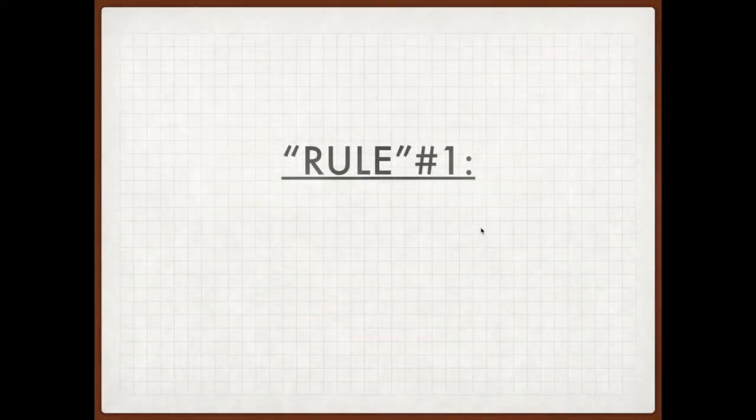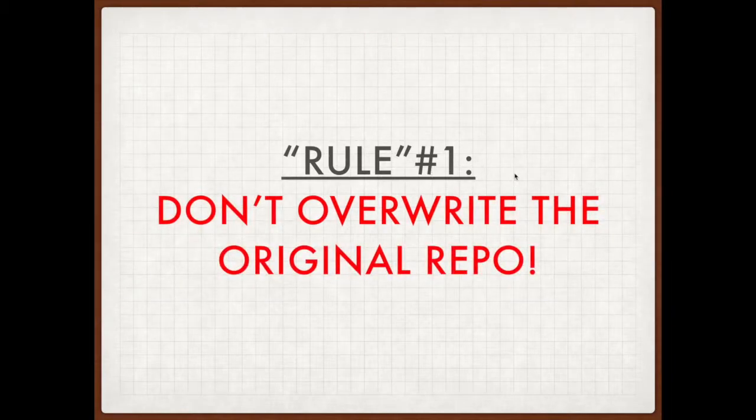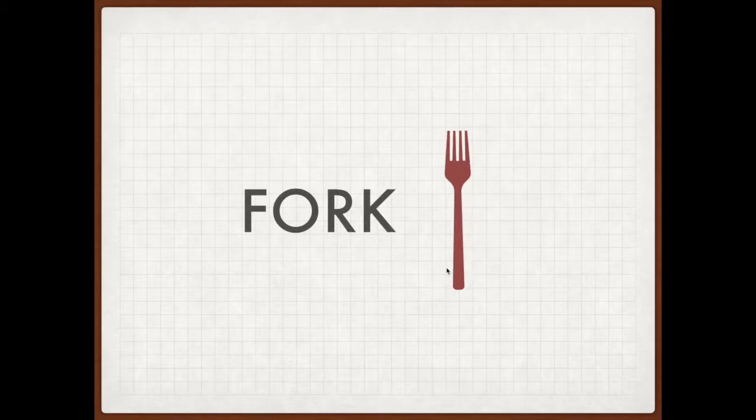Now, rule 1, the most important rule of this class, is do not overwrite the original repo. I've created repos for every single lesson. Each repo contains exercises, and I would very much appreciate it if you do not overwrite the original. In fact, it's a requirement. So how do you edit these files and go through the exercises without overwriting the original? Well, GitHub, thankfully, has given us a solution to this problem, and this solution, oddly enough, is called a fork.